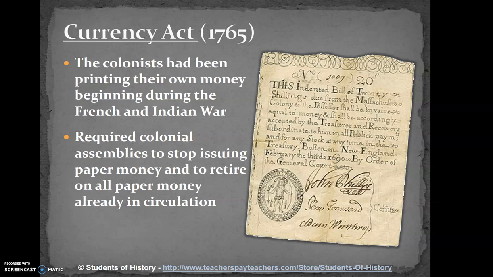But the Currency Act of 1765 regulated that they had to begin using British forms of money as opposed to using their own currency, and they had to retire all of their paper money and stop its circulation. They could only use the currency being used in England.